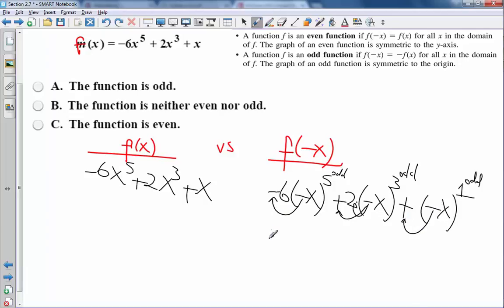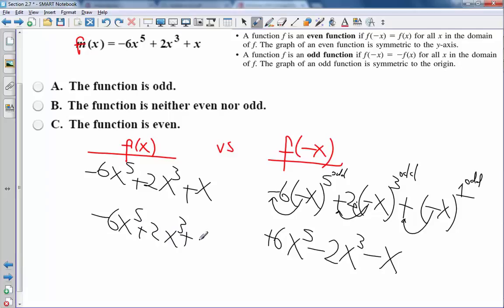So we have here positive 6x to the 5th minus 2x cubed minus x versus this. Now, who dares to call them equal? Are they equal? Can I call them equal and say this is even and go home? No, they're not equal, obviously. This is negative 6, positive 6, positive 2, negative 2, x, minus x. If they're not equal, what are they then?